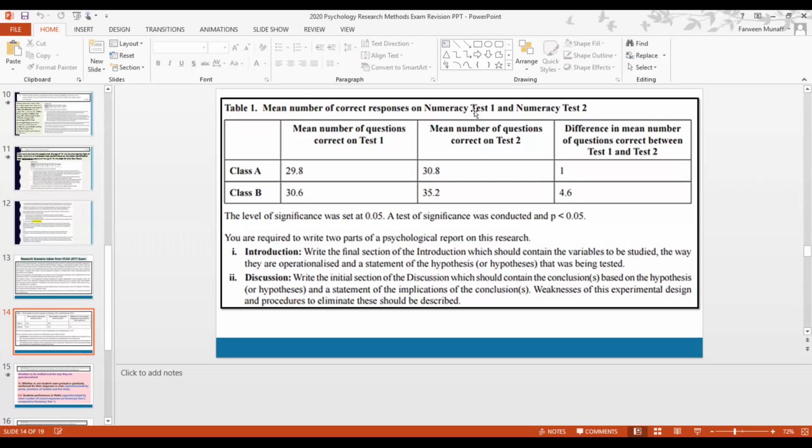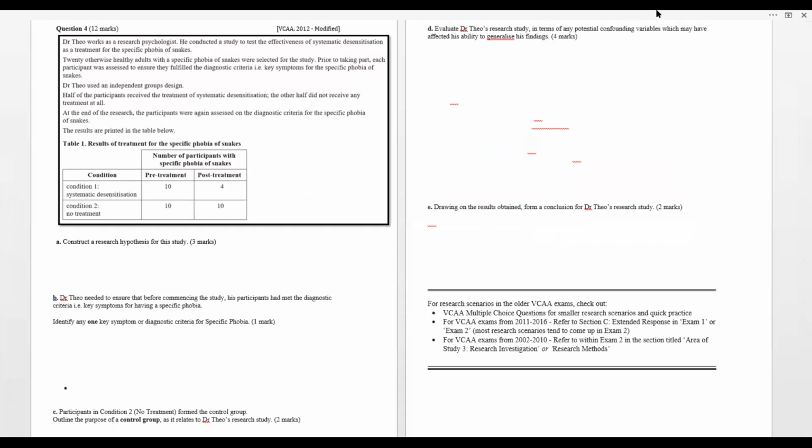Now, there was another research scenario that I wanted to go through, but before we do, are there any topics that you guys are confused about or want me to explain with reference to research methods? No? Okay, cool. It's good that you guys are good with research methods.